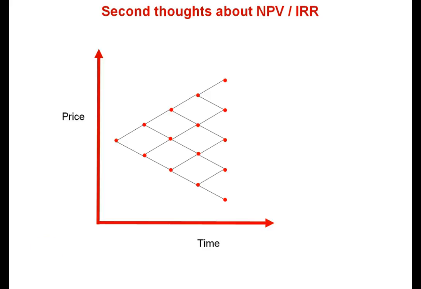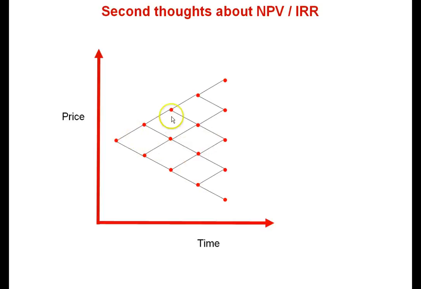And these red dots here are on a time price space, and they represent the net present value of a project. And the net present value of the project is going to be the discounted value of its future value. So the value of a project can go up or it can go down, and it can go down and down and down, or it can go down and up, down and up.